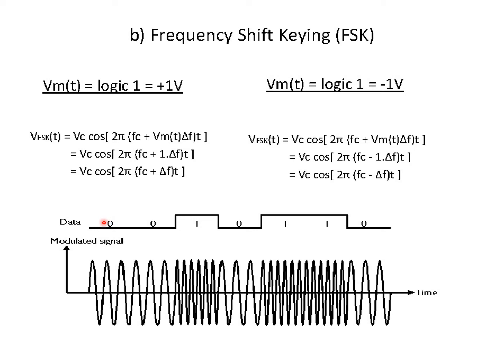So this is the signal representation. You can see the input data 0, 0, 1, 0. When 0 is coming, there is a low frequency, which is Fc minus delta f. When the value is 1, the frequency is a high frequency, which is Fc plus delta f.